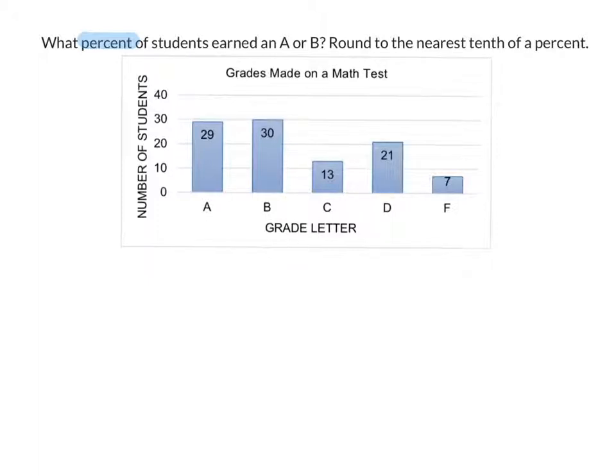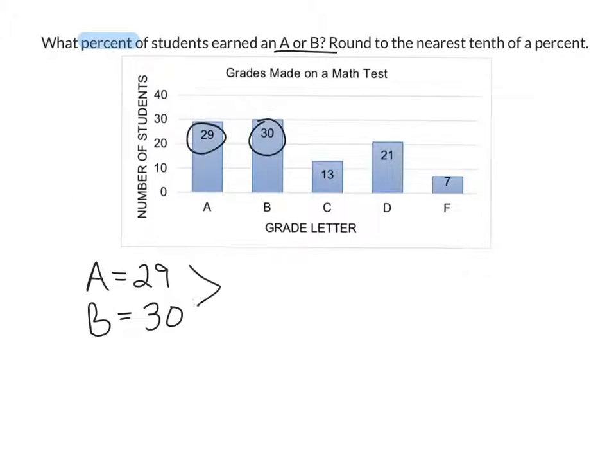First we want to find the number of students that earned an A or B. So 29 students earned an A, and 30 students earned a B. So the students that made an A or B is just 29 plus 30, which gives us a value of 59. So that's our part.